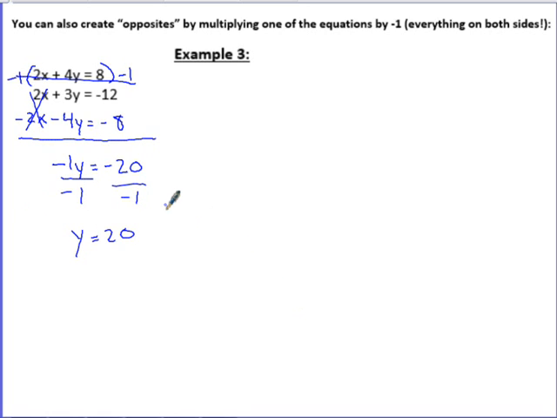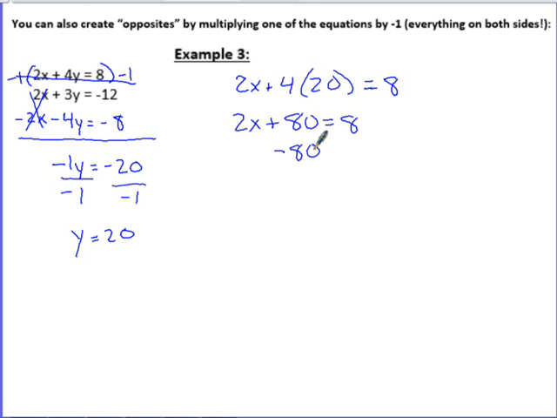Now I'm going to take that 20 and plug it into one of the equations. Doesn't really matter which one, so I'll just go with the first one. So I have 2x plus 4 times 20, and that's going to be equal to 8. So 2x plus 80 equals 8. Subtract 80 from both sides.